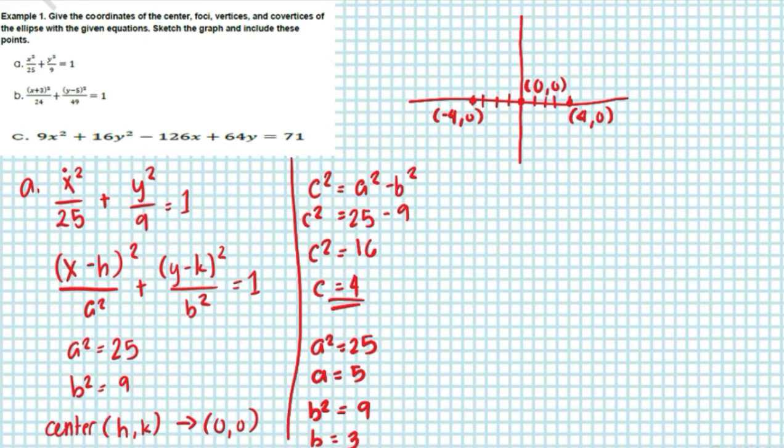So, ang ating 25 nasa x, therefore, doon natin i-add sa x. So, a is equal to 5, 1, 2, 3, 4, 5. So, yun ang ating vertex, negative 5, 0. Then, 1, 2, 3, 4, 5. So, positive 5, 0. And getting our co-vertices, so 3 from the center, 1, 2, 3. So, 0, negative 3, and 1, 2, 3. 0, positive 3.